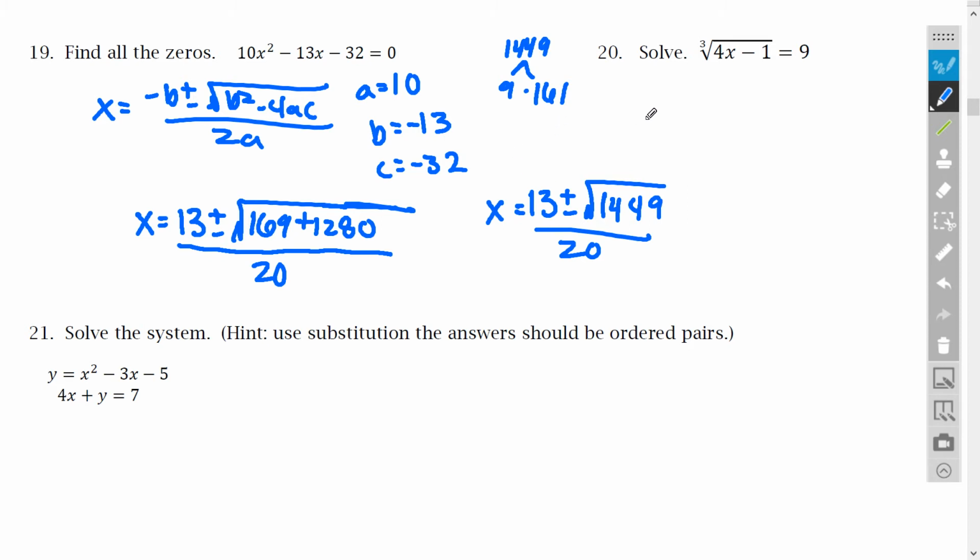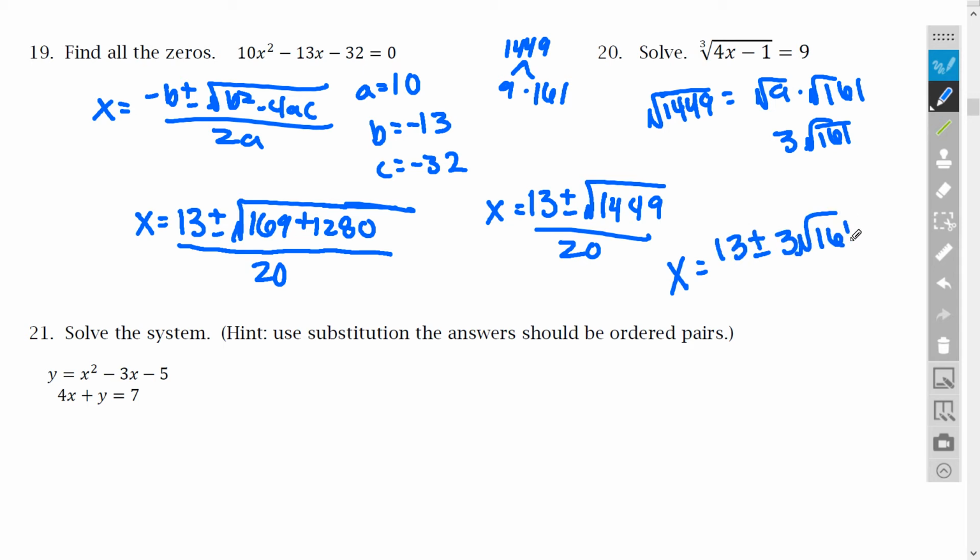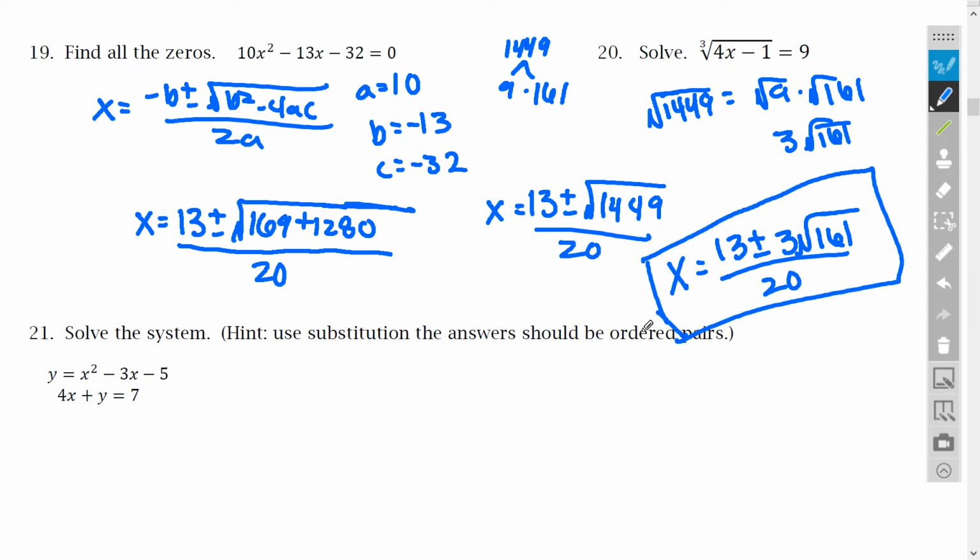Okay, so the square root of 1449 can be written as the square root of 9 times the square root of 161. So that's 3 times the square root of 161. Okay, so this would simplify to x is equal to 13 plus or minus 3 square root of 161, over 20. And that would be fine. It's not going to simplify any further than that. So those would be the zeros of this function here.